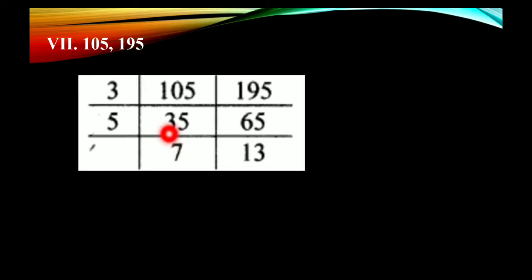Question number 7. The question is 105 and 195. Both numbers are divisible by 5, why? Because the numbers end with 5. So either we can divide by 5 first, but here I have divided first by 3. If we divide by 3, I'll get 35 here and 65 here. Now both are also divisible by 5. 5 7s are 35, 5 13s are 65.